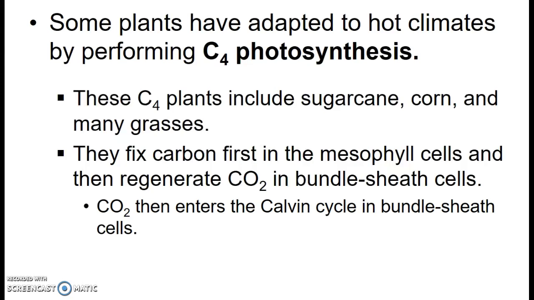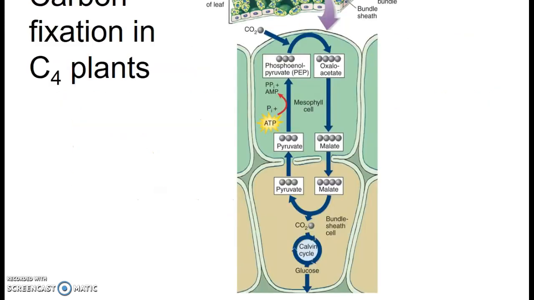And so the way this works is basically that the carbon is first fixed in the mesophyll cells, and it then is transferred to bundle sheath cells, which are impermeable to CO2. So it makes the use of CO2 a lot more efficient and keeps the cell from having to lose a bunch of water in order to take in CO2. So the carbon is first fixed in the outer mesophyll cells, and then the CO2 enters the Calvin cycle in the bundle sheath cells. And this is an illustration of that.